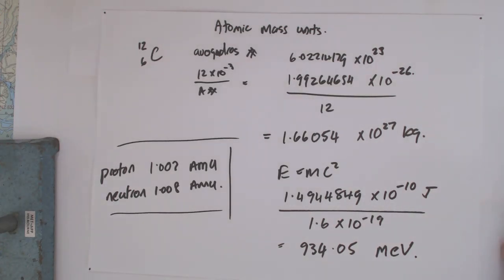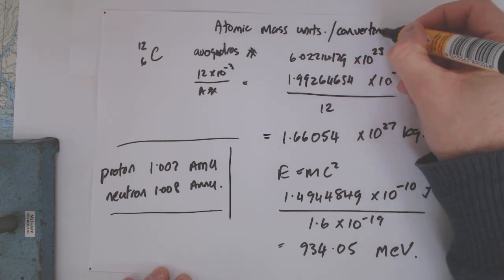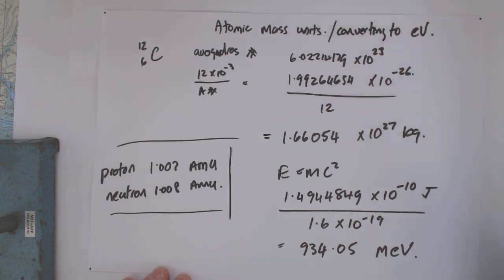So once you've got an atomic mass unit, if you do your calculations in atomic mass units, what you'll find is sometimes it's just more convenient to use the electron volts. So that's our atomic mass units. That's our electron volts, or using electron volts as well. So we call this converting to electron volts. And that should do it for that little one.